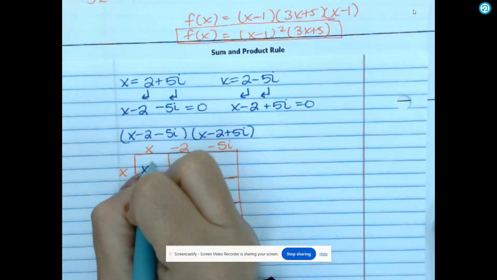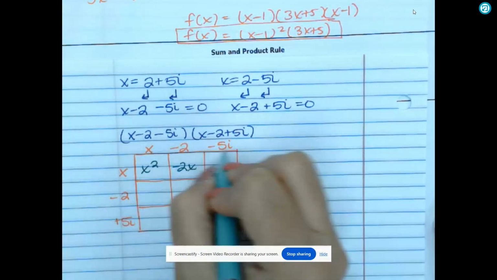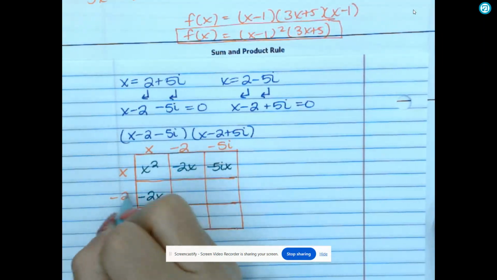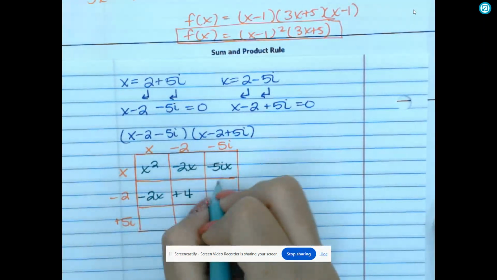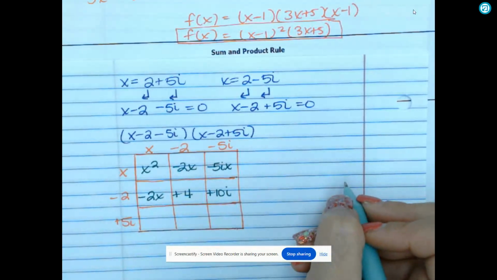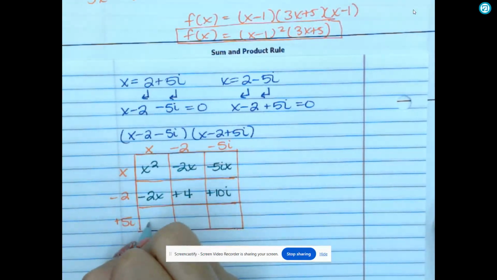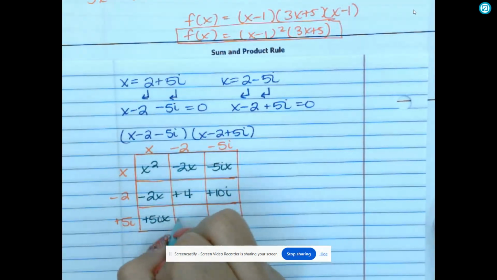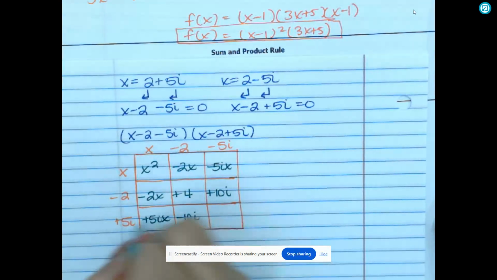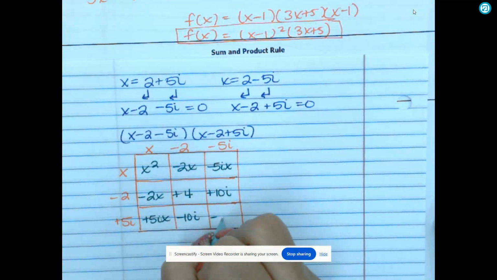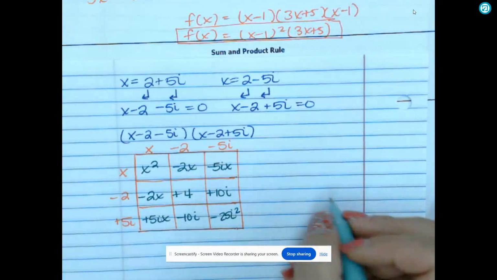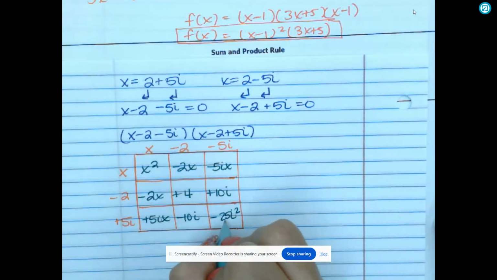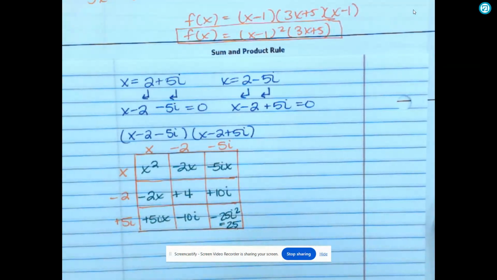x times x would give me x squared, minus 2x, minus 5ix, minus 2x, plus 4, plus 10i, plus 5ix, minus 10i, and minus 25i squared. Well, i squared is -1, so negative 25 times -1 would give me positive 25.